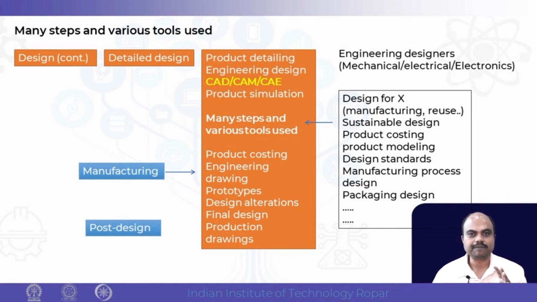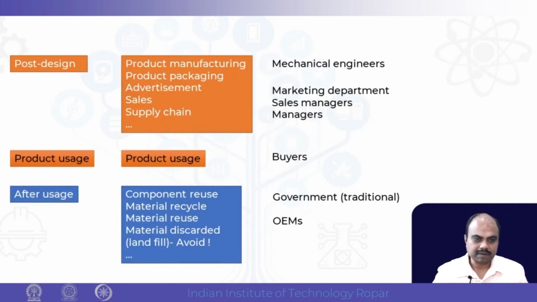Production drawing is the final drawing which goes for production. Then there is continuous production or batch production, whatever it is, depending upon that it takes place. After that comes post design, where product manufacturing, product packaging, advertisement, sales, supply chain come in. This is done predominantly by mechanical designers and the marketing department. They are going to help sales managers, all these people are going to help.